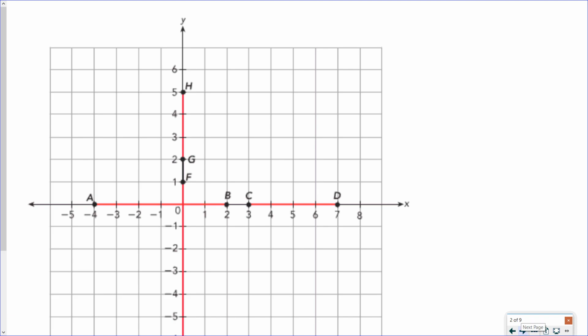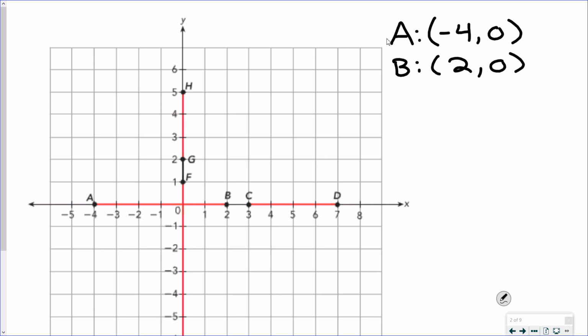So here we have some line segments that have been drawn on a coordinate plane, and our goal for today is to calculate the length of these line segments. So the first thing we need to do is get the ordered pairs for the points that make up the line segment. So we're going to look at line segment AB. We need the ordered pair for A, which would be -4, 0. And then we need the ordered pair for B, which is 2, 0.